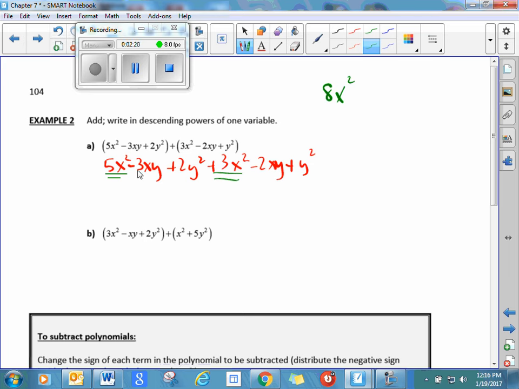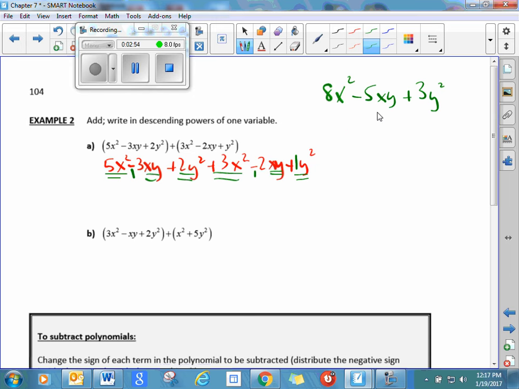Now let's move on. I've got negative 3x to the first power, y to the first power, and there's another x to the first power, y to the first power. I've got negative 3 of them and negative 2 of them. That makes negative 5xy. And then what do I have next? I have 2y to the second power here, 2 of them, and 1, ghostly 1 of them here. That's all positive. So I can add and say this is 3y to the second power.